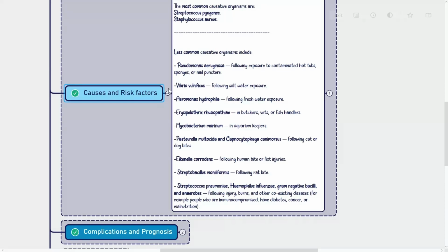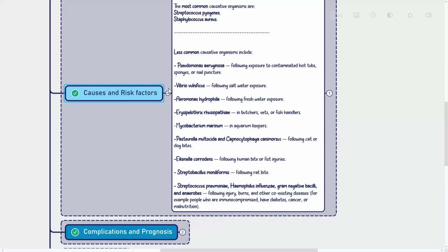Less common causative organisms include Pseudomonas aeruginosa, following exposure to contaminated hot tubs, sponges, or nail puncture. Vibrio vulnificus, following saltwater exposure. Aeromonas hydrophila, following freshwater exposure. Erysipelothrix rhusiopathiae, in butchers, vets, or fish handlers. Mycobacterium marinum, in aquarium keepers.